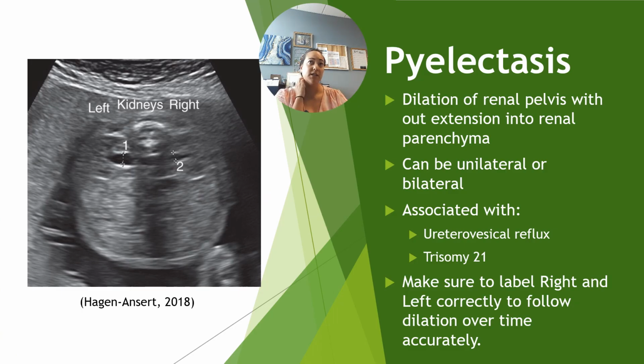So starting with pyelectasis, this is the dilation of the renal pelvis without extension into the renal parenchyma. So this is usually the first area that the kidney dilation occurs. It can be unilateral or bilateral, and it is associated with a couple things. So trisomy 21 is one. It's actually a soft marker for that. And then ureteral vesicle reflux is the more common thing.